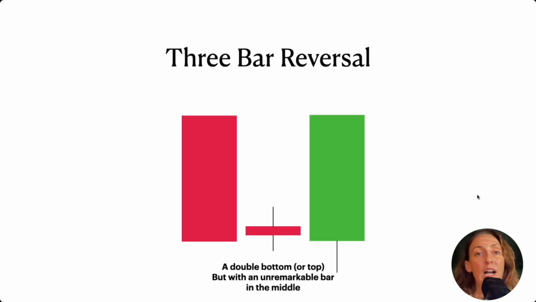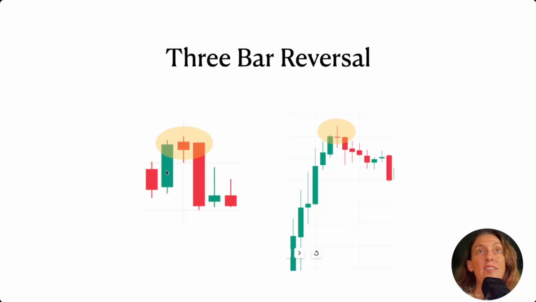Now, next we will talk about 3-bar reversals. This one is basically a double top or a double bottom, but there's going to be a bar in the middle of those two. It could be a doji bar like this one, or it could be some other small bar. It's basically an unremarkable, unimportant bar that's in the middle. So here are some examples.